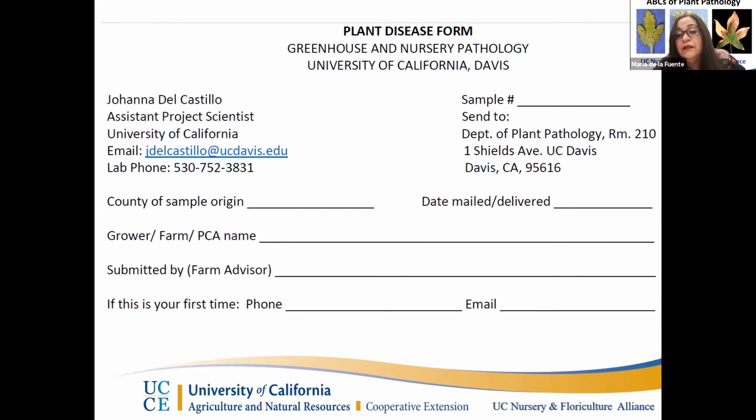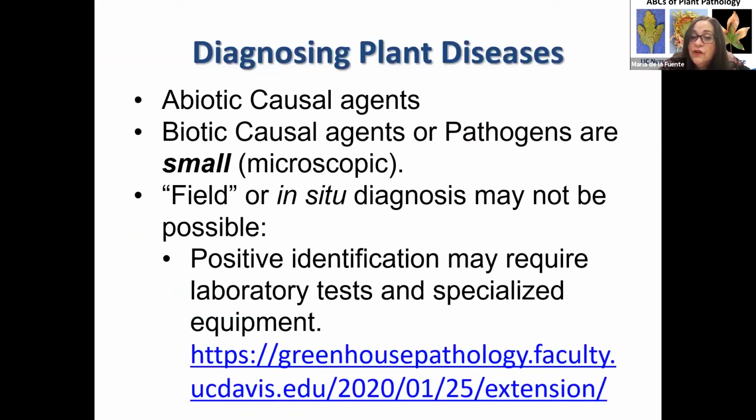so you submit the sample. But I didn't print the whole form. The whole form is like three times longer than this one, where they tell you how to sample. So where they're gonna tell you how to sample is in here, in this website. How to sample, how to preserve the sample, how to mail the sample.